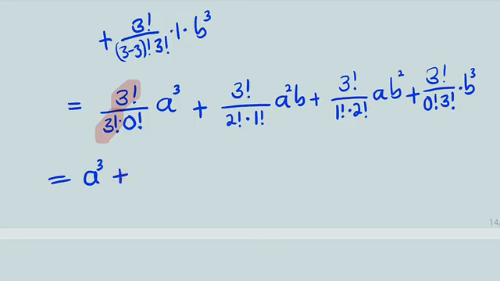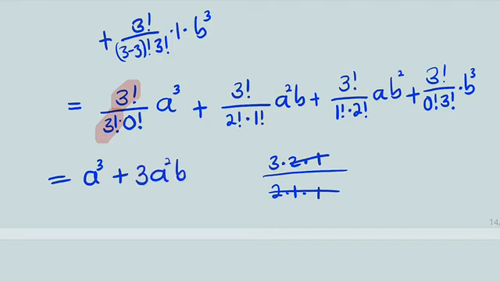The second term, we have 3 factorial divided by 2 factorial. Remember, 3 factorial is the same thing as 3 times 2 times 1, and 2 factorial is the same thing as 2 times 1. 1 factorial is also 1. So you can see that 2 times 1 is 2, and 2 times 1 times 1 is 2 also. So we have only 3 there. So we have 3a squared b.